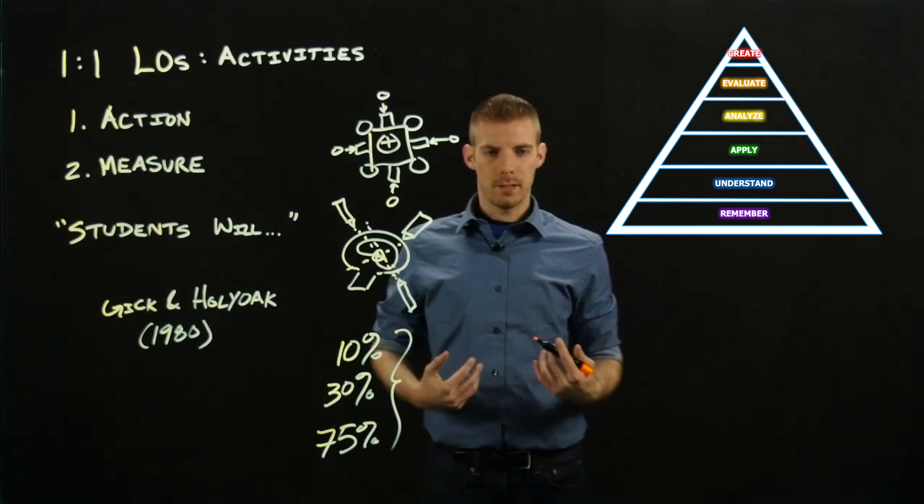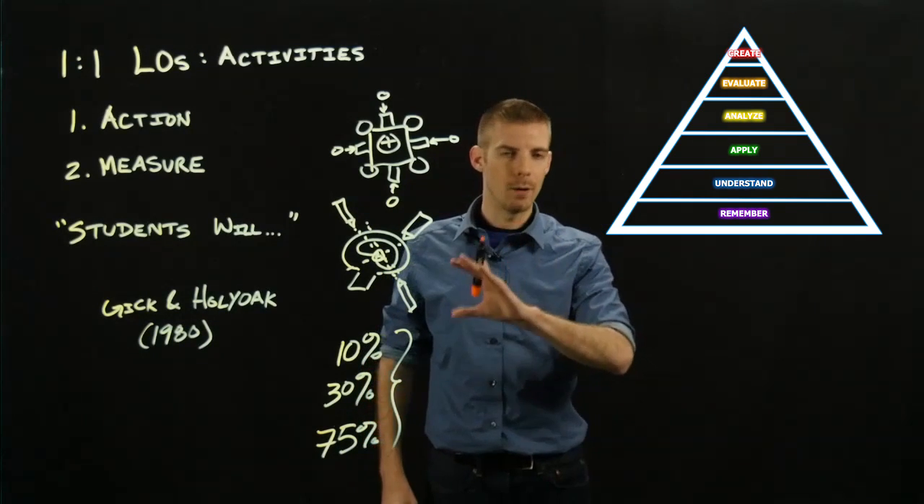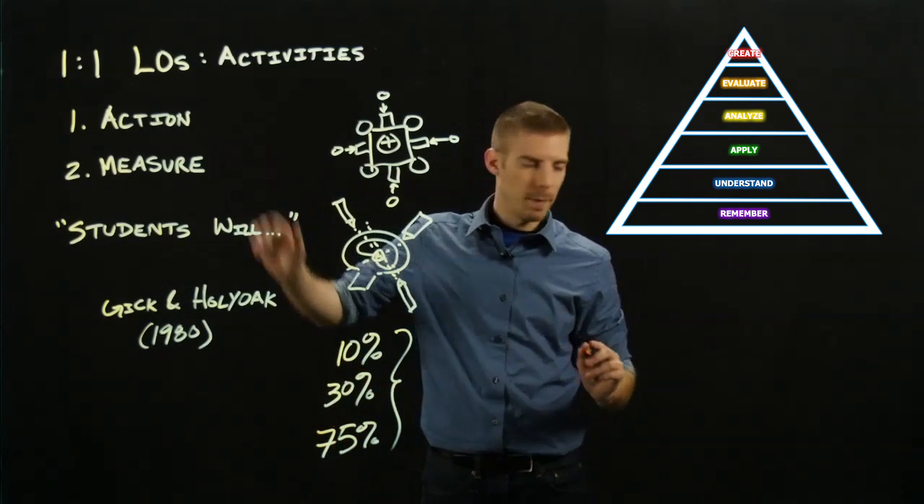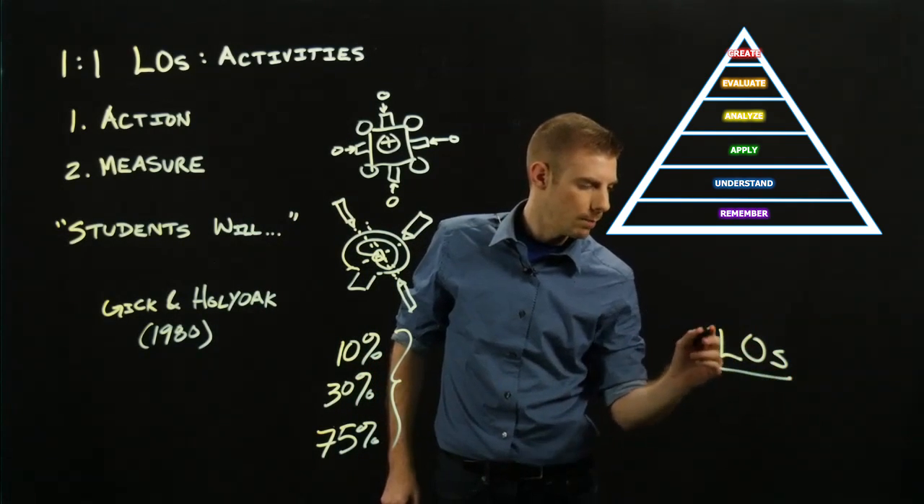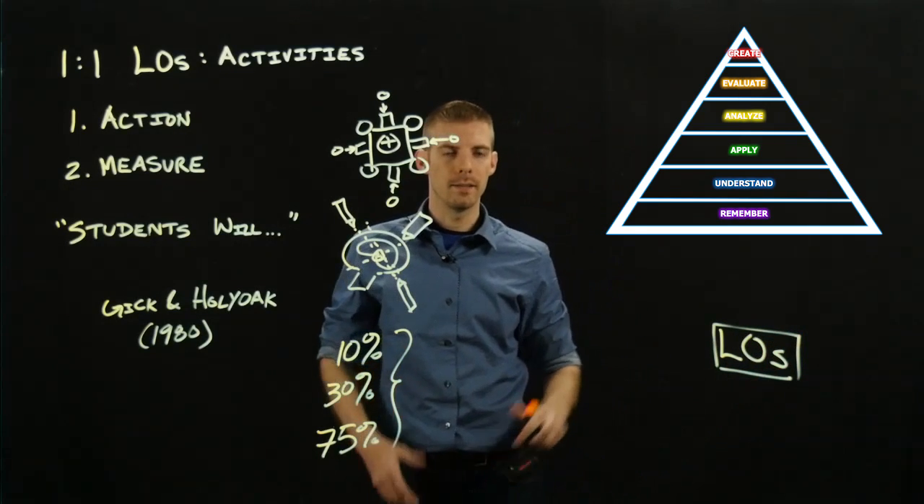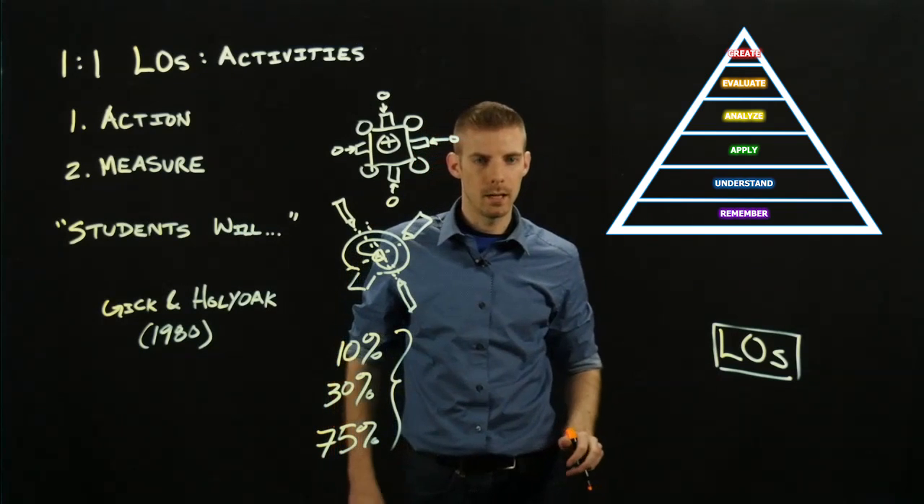So what that means for us as instructors is that we need to think about how we develop our courses and our instruction around those issues. Again, going back to this one-to-one with our learning objectives and activities, we want to start with our learning objectives at the center of everything we do. That is, all of these learning objectives we developed about the course content using Bloom's taxonomy.